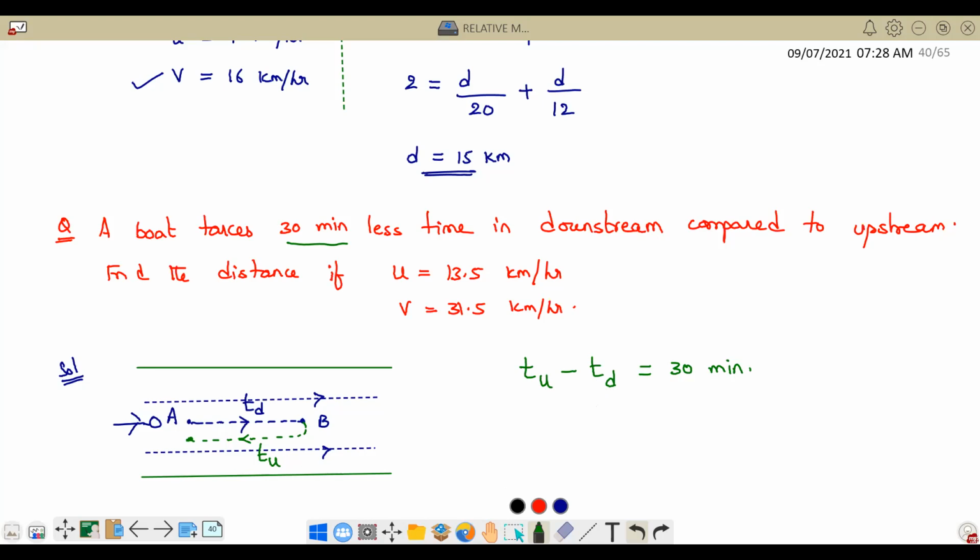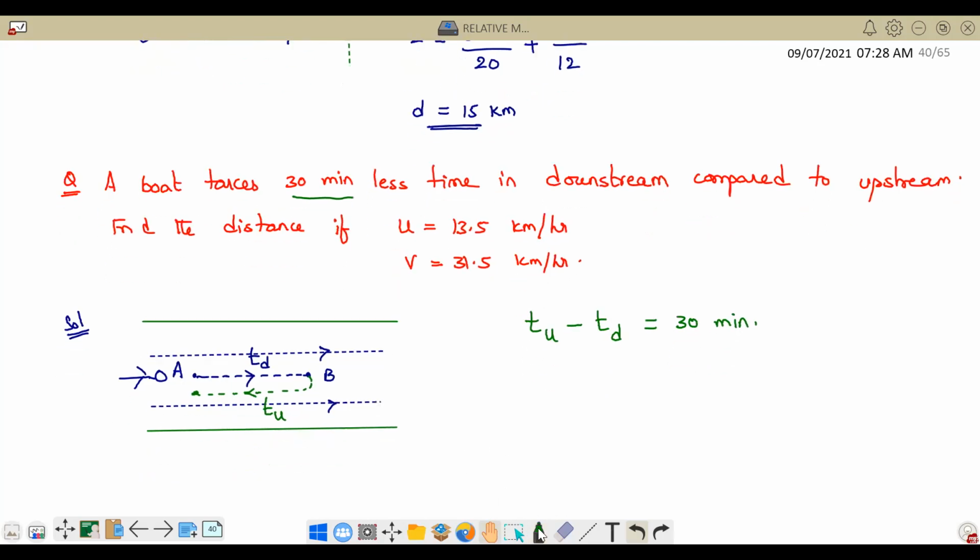Now, what is the expression for time taken in the upstream? D by mod of U minus V. I told you to take it as mod. Minus D by U plus V, you will always get a positive value. Since everything is in hours, convert 30 minutes into hours, that is half an hour.